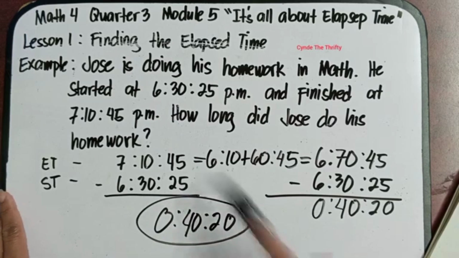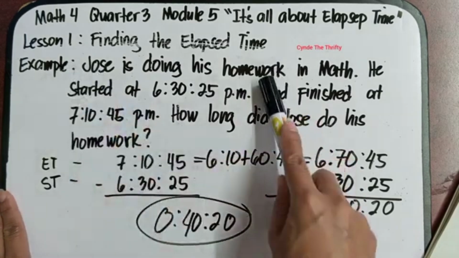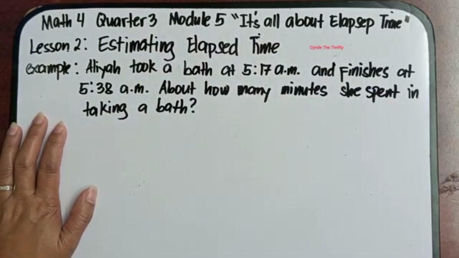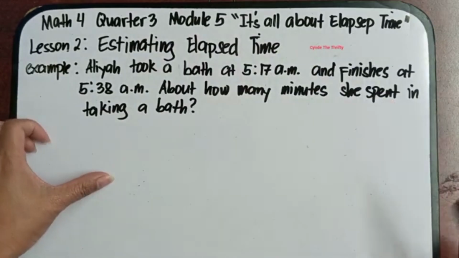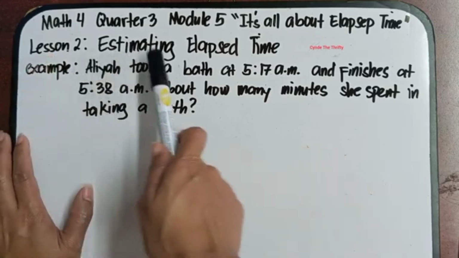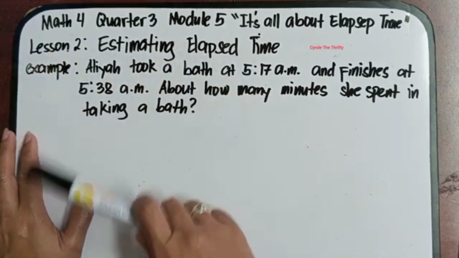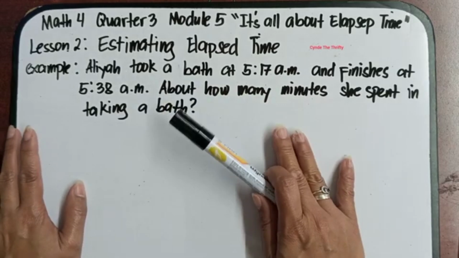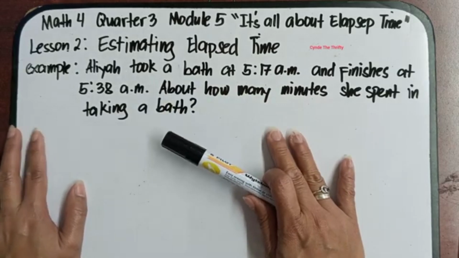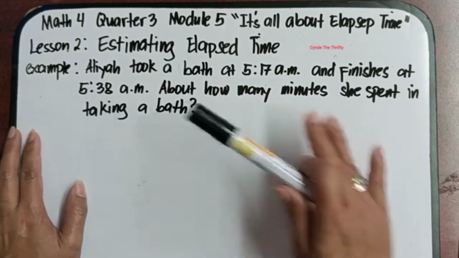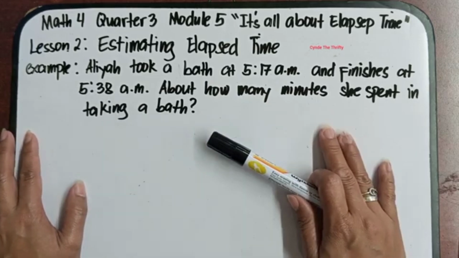Ibig sabihin, si Jose nag-answer ng kanyang homework sa math sa loob ng 40 minutes and 20 seconds. So, ang lesson 1 natin is finding the elapsed time. Ngayon naman, ang lesson 2 natin is estimating elapsed time. So, meron tayong example dito or napag-aralan na natin kung ano yung elapsed time. Ang elapsed time is yung amount ng time na nagdaan simula sa yung ginagawa hanggang natapos ka. So, yun ang tinatawag nating elapsed time.